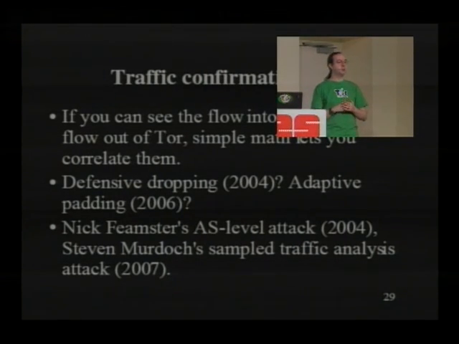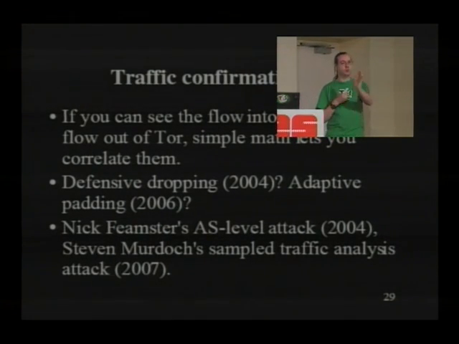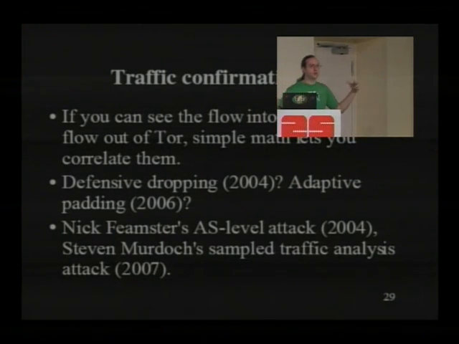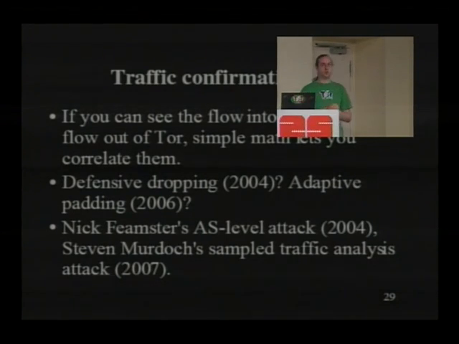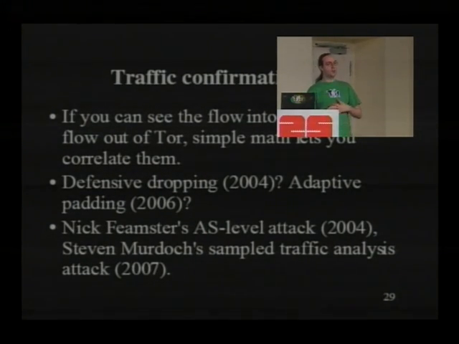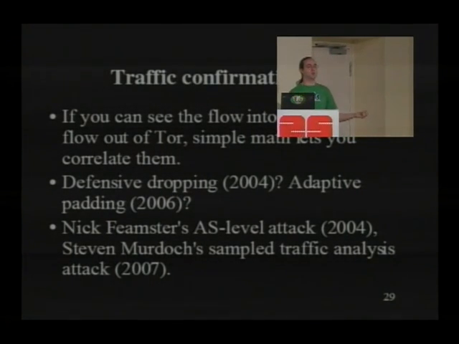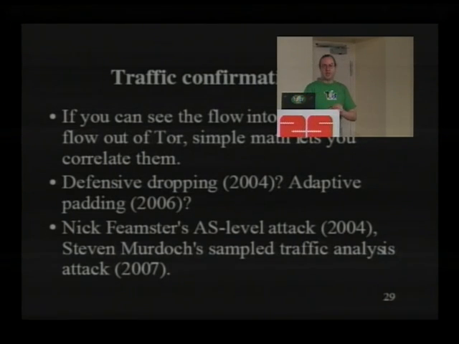There's one called defensive dropping in 2004, where you send a bunch of extra packets, and then they disappear somewhere along the path. So the set of traffic going in looks quite different from the set of traffic coming out, because not all of the traffic makes it to the end of the network. A lot of it gets dropped partway through. Another design is adaptive padding that came out a few years ago from a fellow who's now at UTexas. And the idea there is to look for gaps and try to fill them in. That way it'll be a little bit more uniform and a little bit harder to figure out which incoming flow matches which outgoing flow.